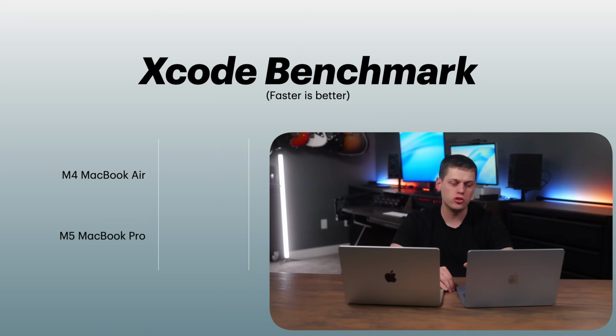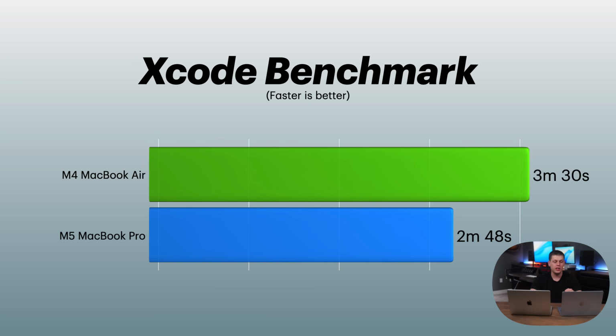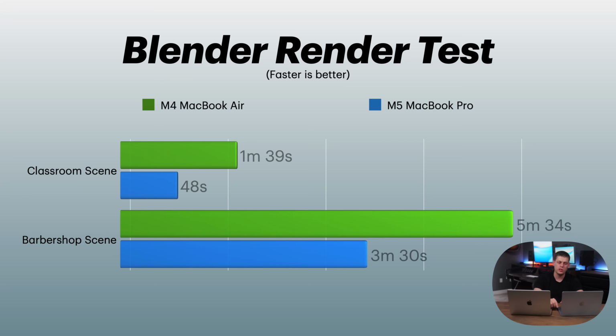The next test was the Xcode benchmark, where we compiled some code. This took 2 minutes and 48 seconds with the M5, and it took 3 minutes and 30 seconds with the M4 Air. Next, running Blender, I noticed significant speed increases. I ran the barbershop scene using the GPU of both of the computers, and it took 3.5 minutes on the M5 MacBook Pro, and it took 5 minutes and 34 seconds on the Air. Both of them felt the same for scrolling and moving around a scene, but it was really in the actual use of exporting projects that I noticed the difference. And this is going to be a very common theme throughout the rest of the tests that we talk about.